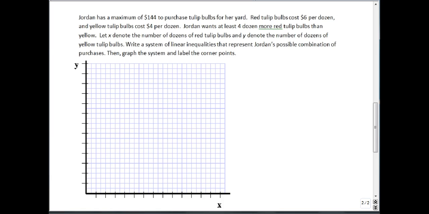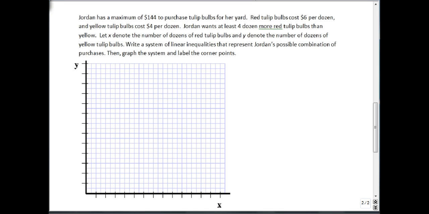So here, Jordan has a maximum of $144 to purchase tulip bulbs for her yard. Red tulip bulbs cost $6 per dozen, and yellow tulip bulbs cost $4 per dozen. Jordan wants at least 4 dozen more red tulip bulbs than yellow. Let X denote the number of dozens of red tulip bulbs, and Y denote the number of dozens of yellow tulip bulbs. Write a system of linear inequalities that represents Jordan's possible combination of purchases. Then graph the system and label the corner points.